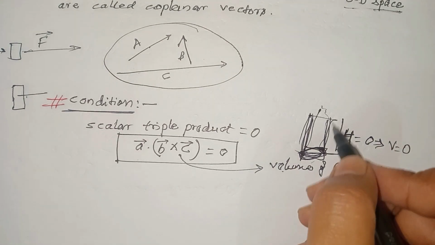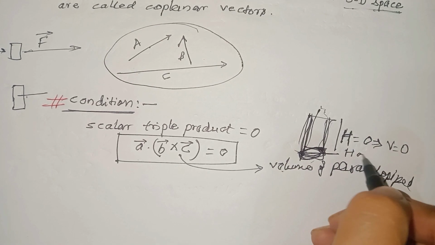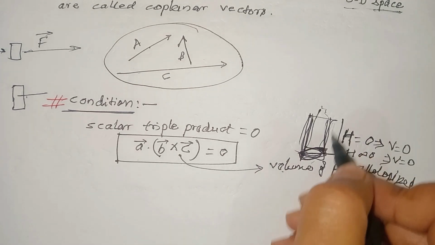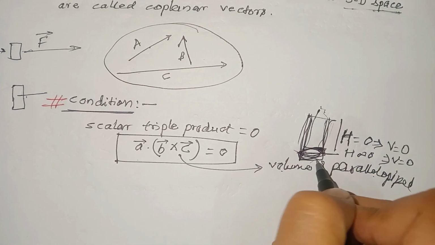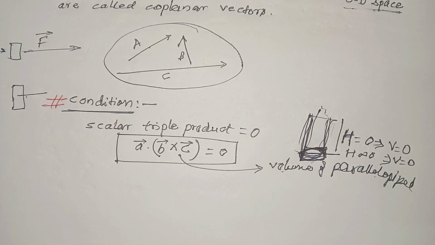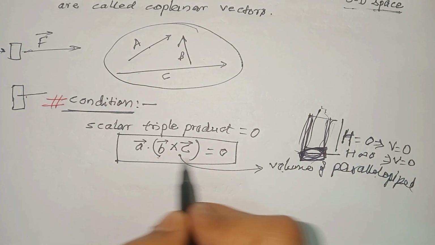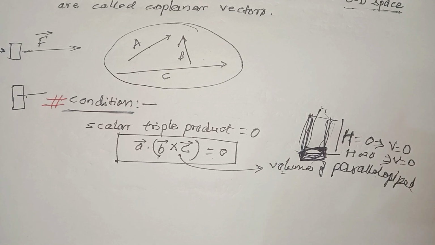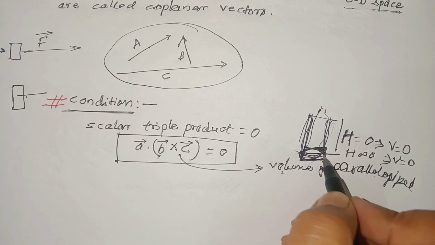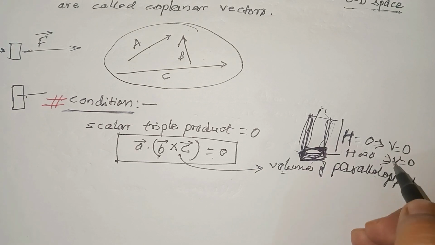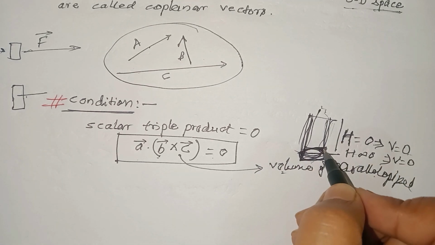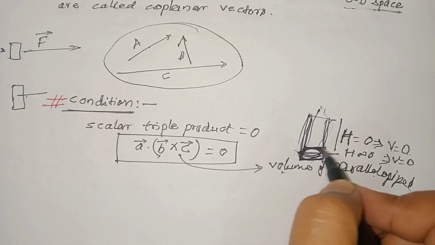If the height even tends to 0, the volume will be 0. If the height tends to 0, what will remain? Only this plane remains. So if the scalar triple product, that is the volume of a parallelepiped, is 0, the vectors are lying in the same plane, because volume is 0 means height is tending towards 0, which means only one surface remains.